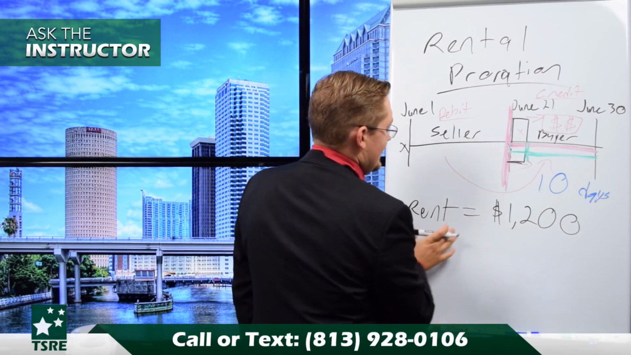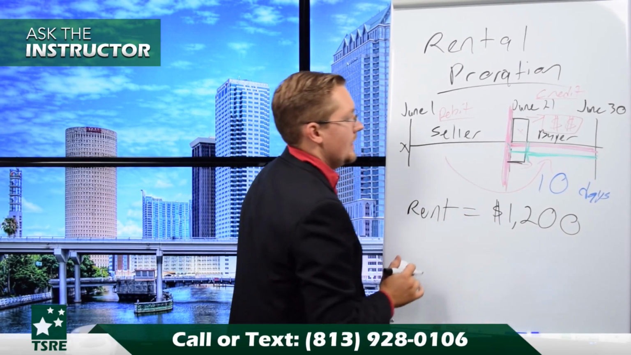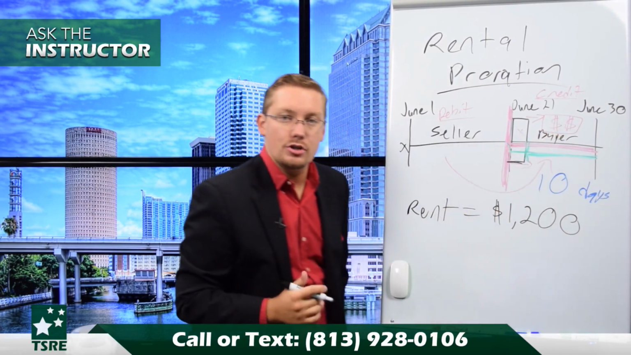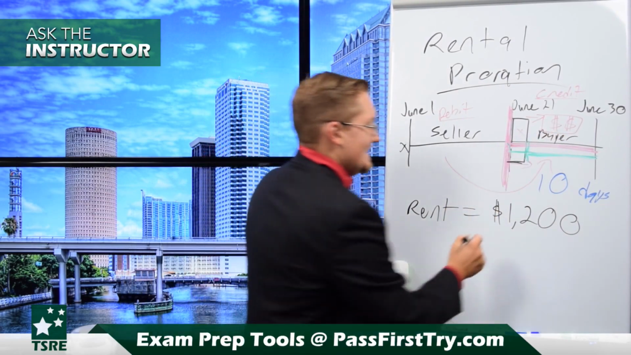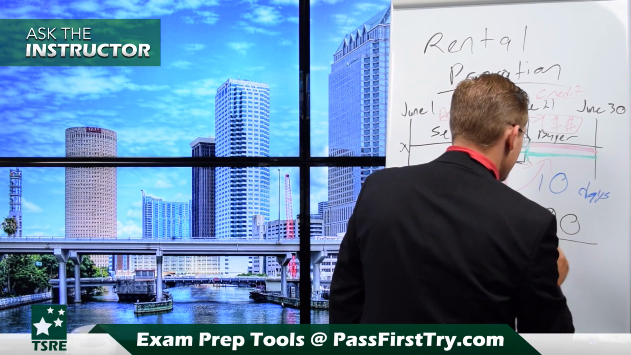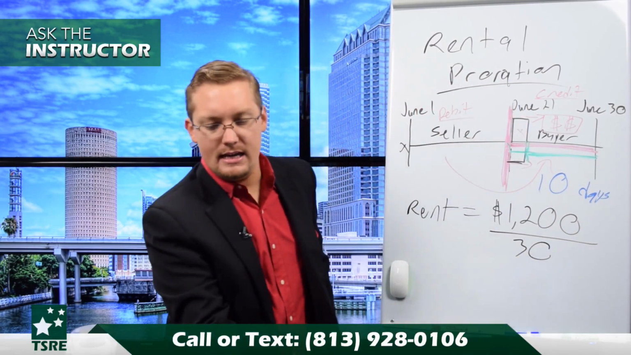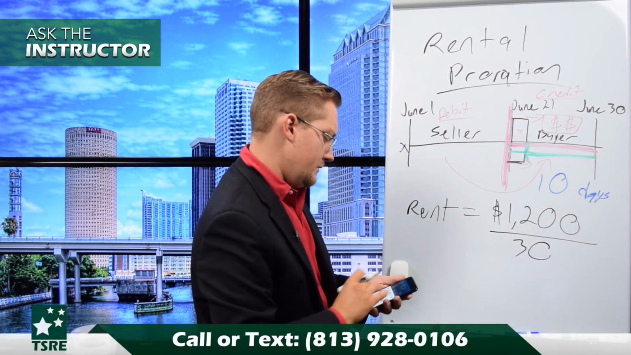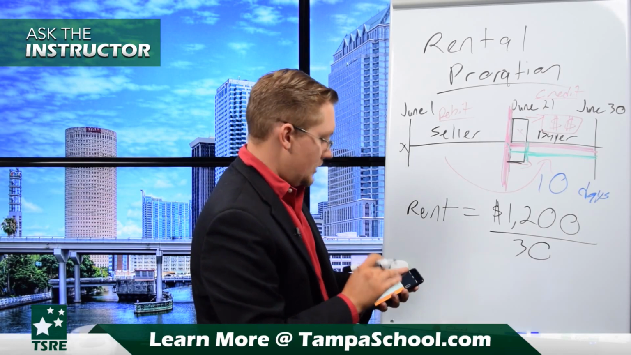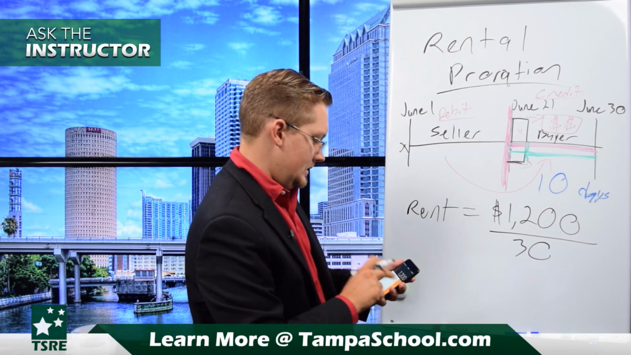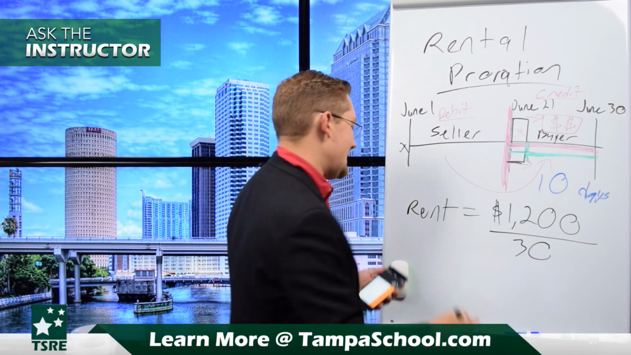Anyways, so we've got this rent of $1,200. We've got 30 days in June. So our first step here is taking $1,200 and dividing it out by 30 days, which if my mental math serves me right, which it can play some tricks on me, we should end up about $40. Let's see, $1,200 divided by 30. Yep, $40 a day.